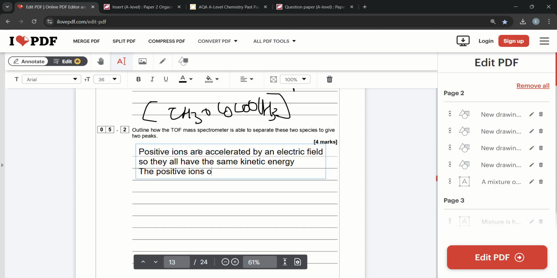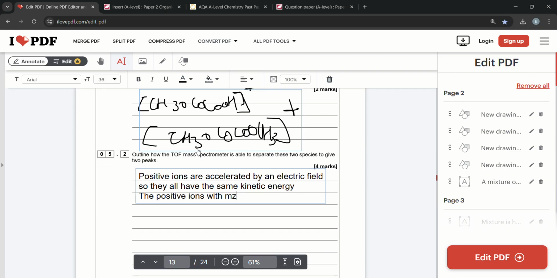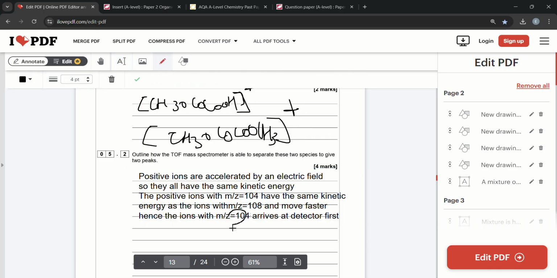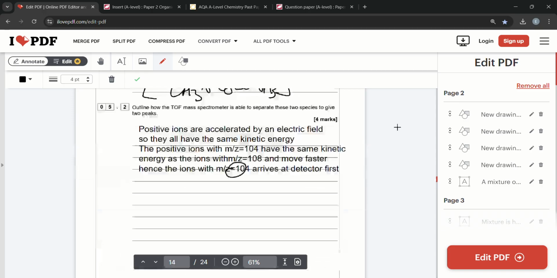The positive ions with m/z value 104 have the same kinetic energy as the ions with m/z 108 but move faster, hence the ions with m/z equals 104 arrive at the detector first, and that's how it can separate the two species, because the first one is the m/z value 104. And that's the end of the past paper questions.